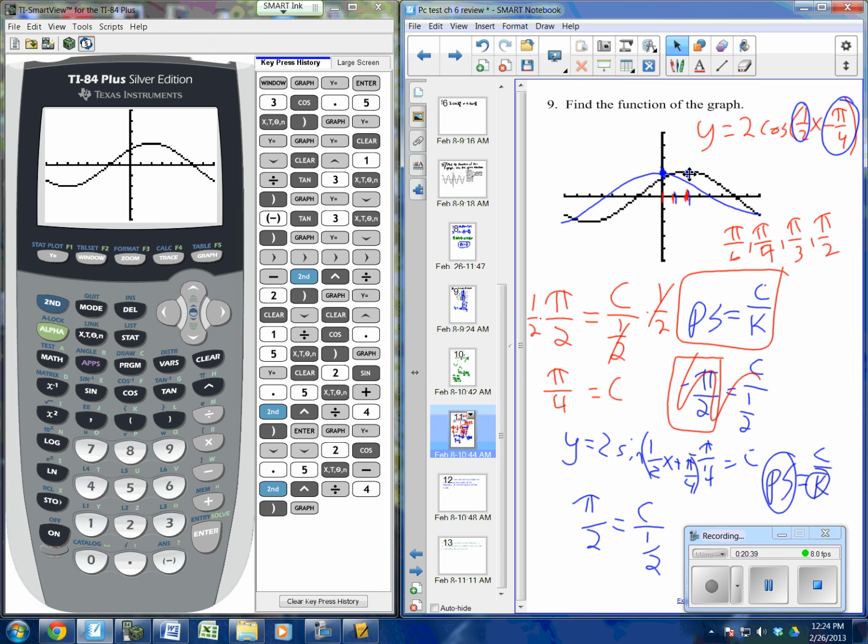Because the phase shift is pi halves. But when K is 1, then whatever C is, that's the phase shift. But when K is a number other than 1, you change the period of it, and that changes the phase shift. So phase shift and C are not the same thing. They affect each other, but they're not the same thing because whatever K is affects the period and the phase shift. So that's why K is in all these formulas.